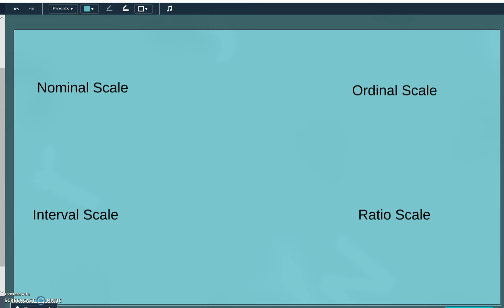Nominal scale, I would say we just assign numbers. In ordinal scales, we compare relatively. In interval scale, we talk about equal intervals. And in ratio scale, we talk about a true zero, or closeness to zero.